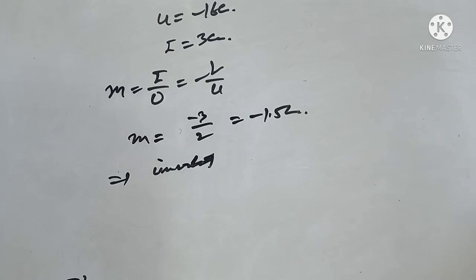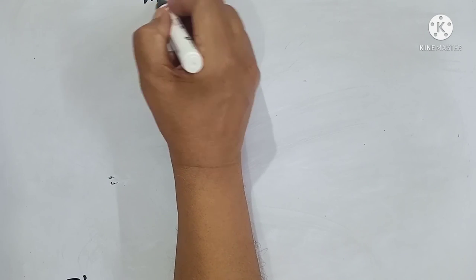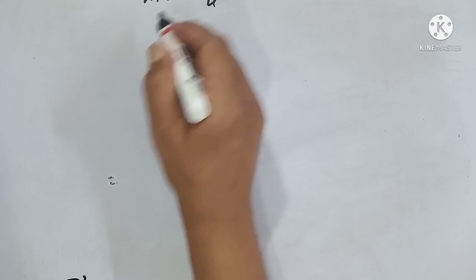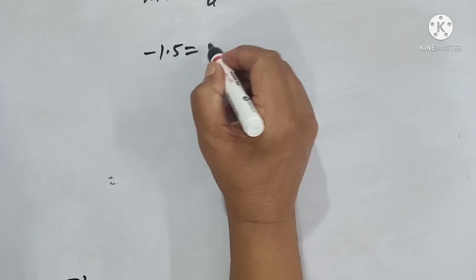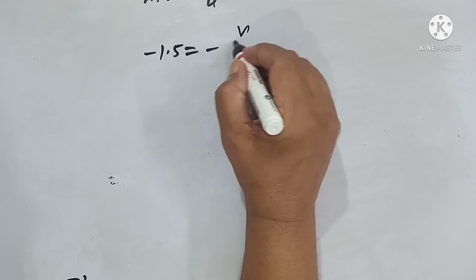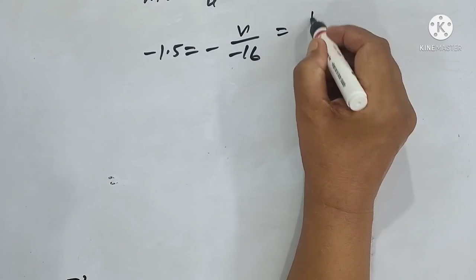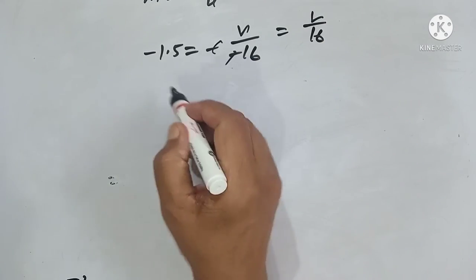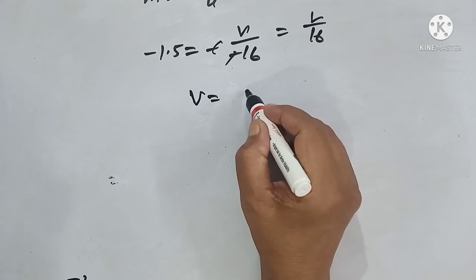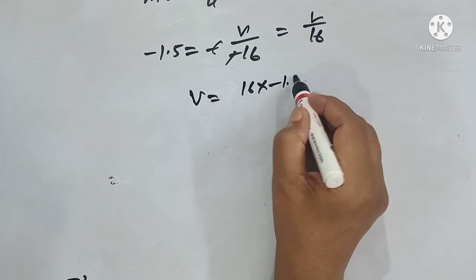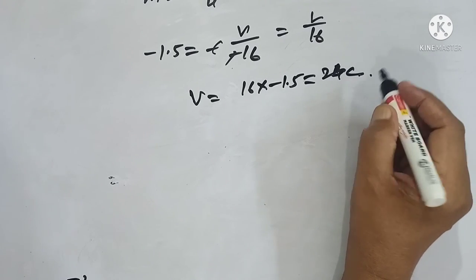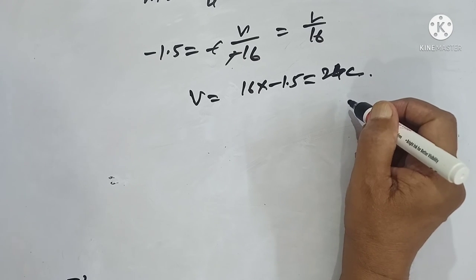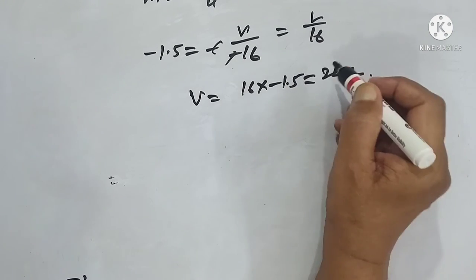Now we use again the formula M is equal to -V/U. M is given as -1.5 is equal to -V/(-16). This is V/16. And therefore V is equal to 16 × -1.5 is equal to -24 cm. This is minus.